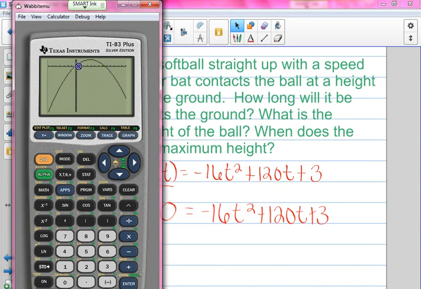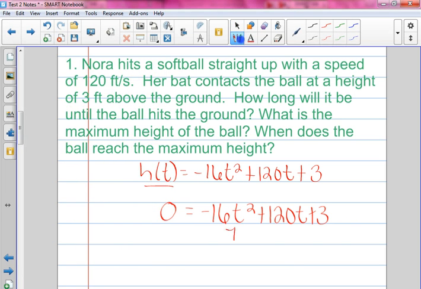Now, when it crosses it here, that answer doesn't make any sense because I wasn't on the ground. I only hit the ground once. I hit it from a height of 3 feet. So it only hits the ground one time. So I need to find this answer. So second trace, zero, and use your diagram to figure out where left bound and right bound are. Left bound is above, and right bound is below. So it takes 7.5 seconds to reach the ground.